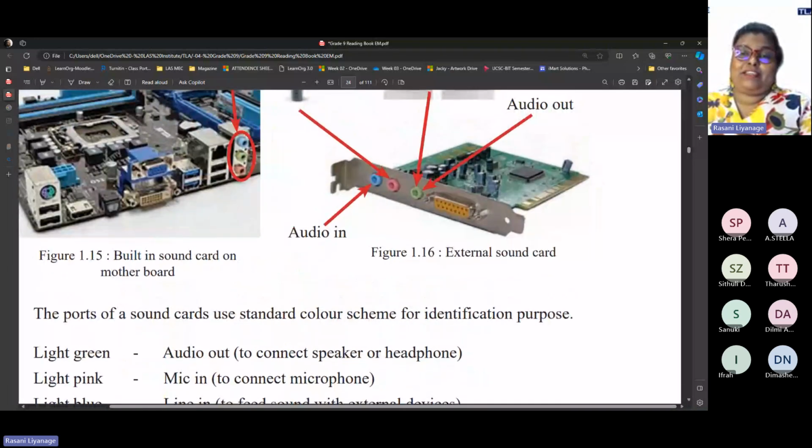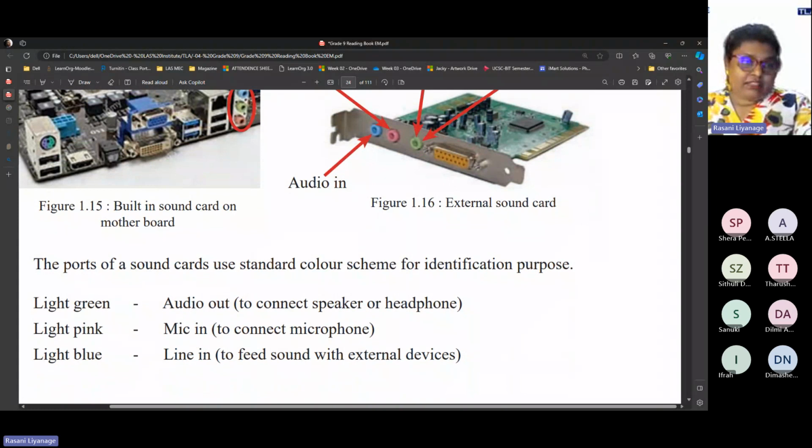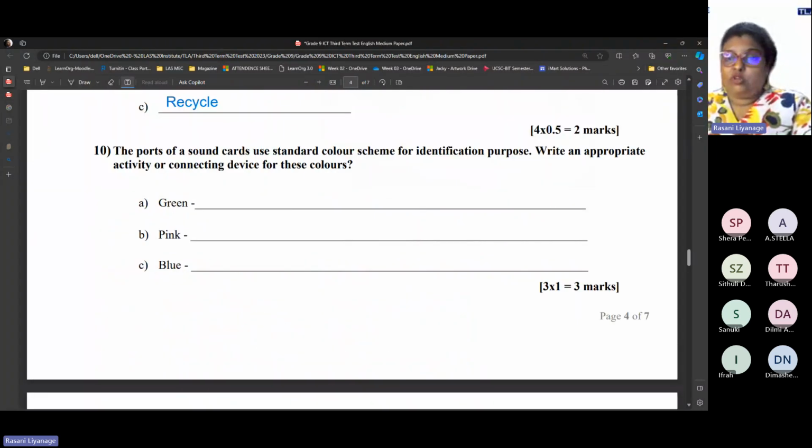Okay. Now here see the green, pink and blue are there. Green is always for video out. That means the speakers, headphones, all that. Audio out. Line out. Then pink is always from the mic. That is audio in. And finally, blue is for lining. Like the external devices. Now they ask write an appropriate activity or connecting devices.